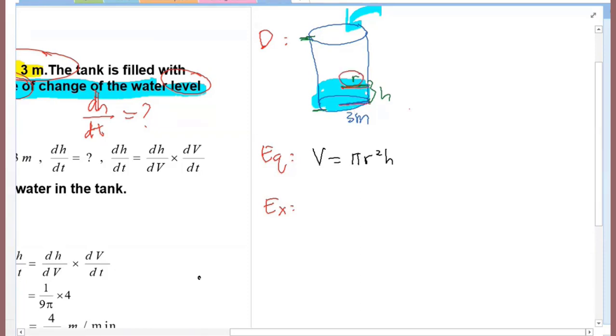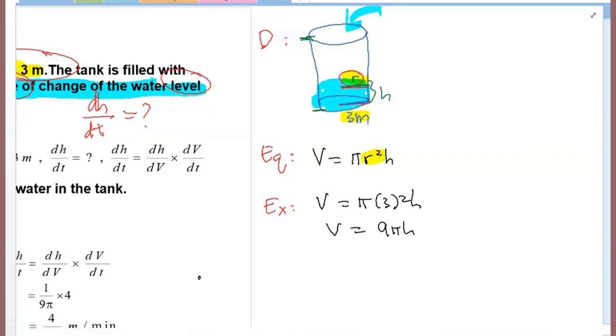So R equals 3, because it says constant. The container is constant. So R is equal to 3. Substitute: V is equal to pi 3 squared H. So we get V is equal to 9 pi H. And the next part is D.